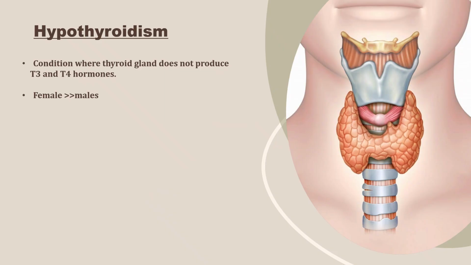Let's introduce hypothyroidism. Hypothyroidism is a condition where the thyroid gland does not produce T3 and T4 hormones. The prevalence of the disease is more in females than in males.